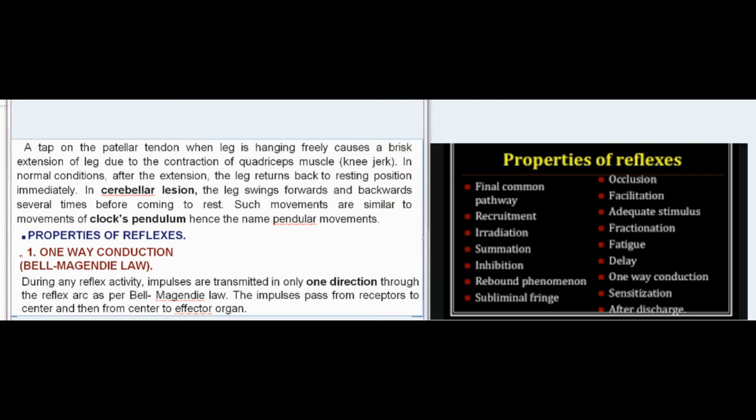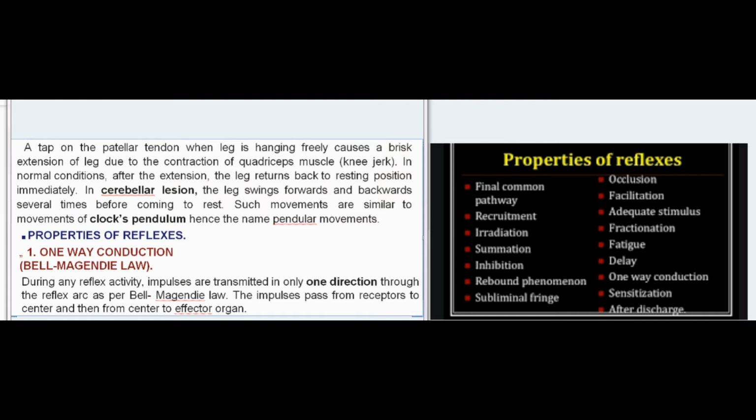A tap on the patellar tendon when leg is hanging freely causes a brisk extension of leg due to the contraction of quadriceps muscle, knee jerk. In normal conditions, after the extension, the leg returns back to resting position immediately. In cerebellar lesion, the leg swings forwards and backwards several times before coming to rest. Such movements are similar to movements of clock's pendulum, hence the name pendular movements.